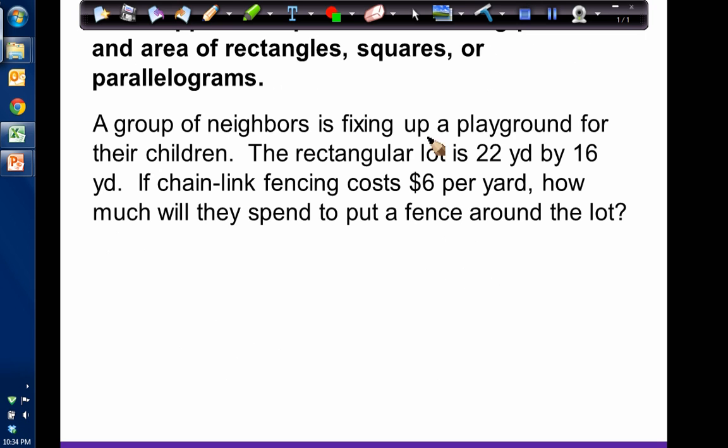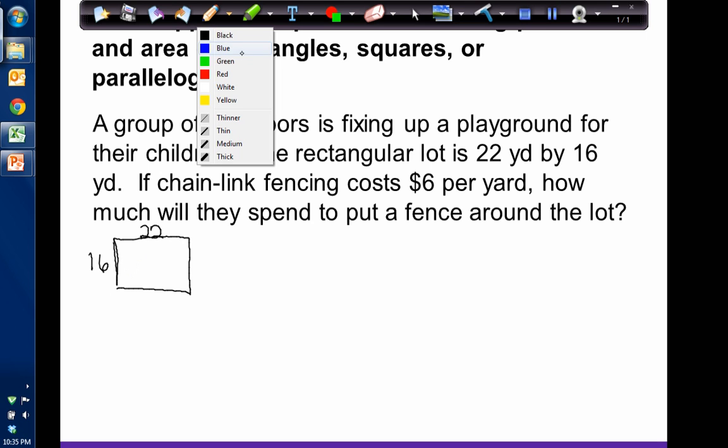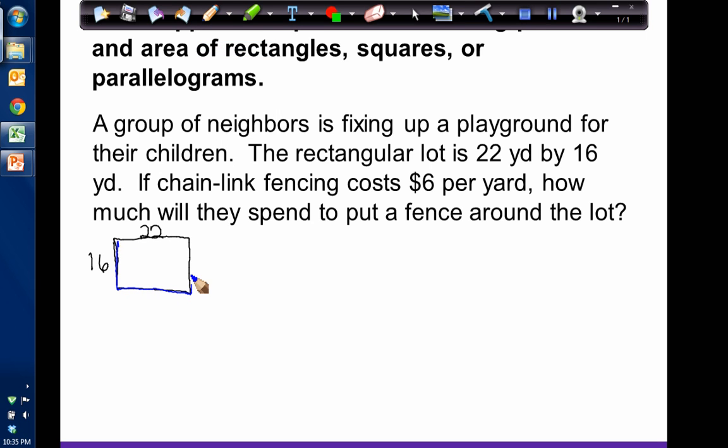A group of neighbors is fixing up a playground for their children. The rectangular lot is 22 yards by 16 yards. If a chain link fence costs $6 per yard, how much will they spend to put a fence around the lot? So let's think very carefully about what this is asking. We have a lot. It is 22 yards by 16 yards, and we want to put up a fence around the lot, all the way around the outside. So what is this question asking for? Area? No, actually, it's asking for perimeter.